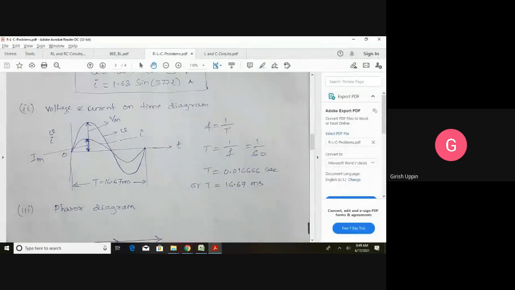For drawing the waveform, as I told you, we need two important entities. One is the peak value and the second one is the time period. How to find the time period? We know the relation f is equal to 1 by T, T is equal to 1 by f, f is given, 1 by 60. It will come as T equal to 0.01666, and so on. That can be represented as T equal to 16.667 millisecond.